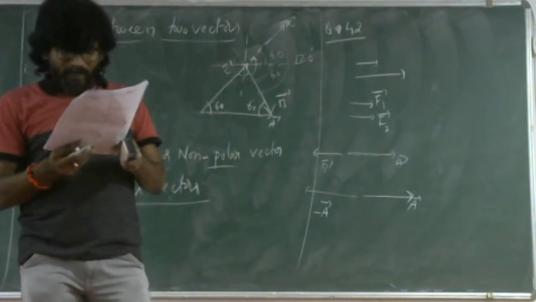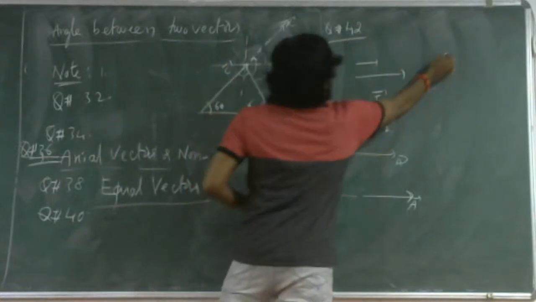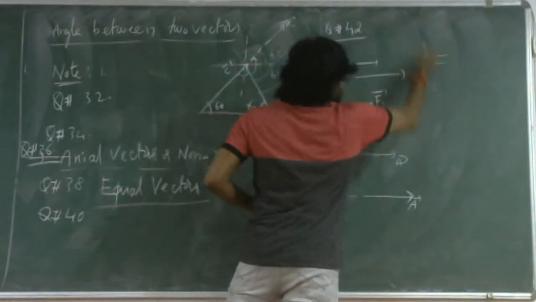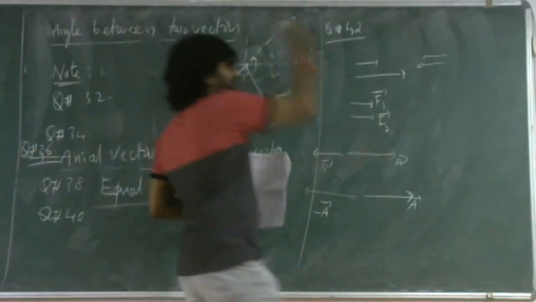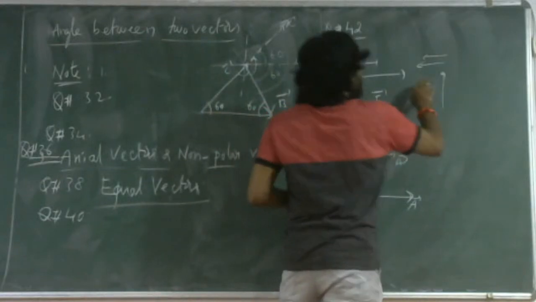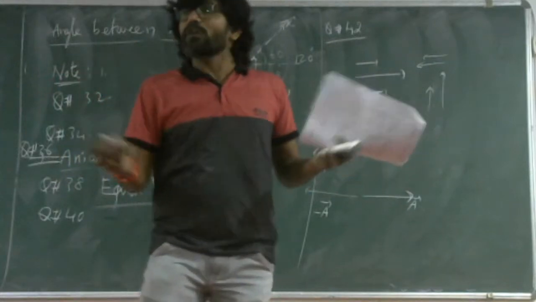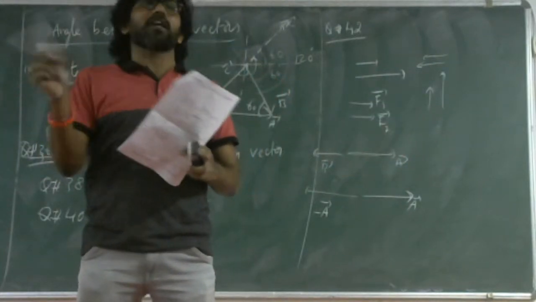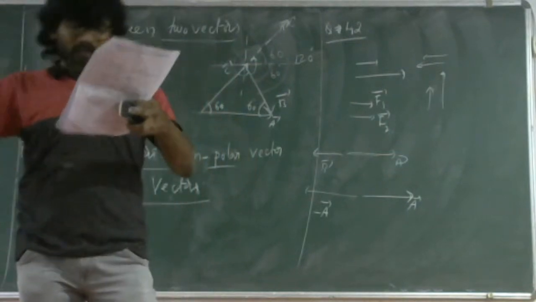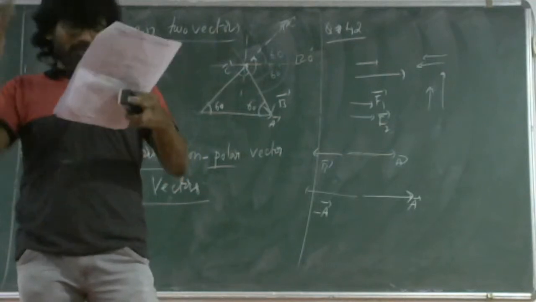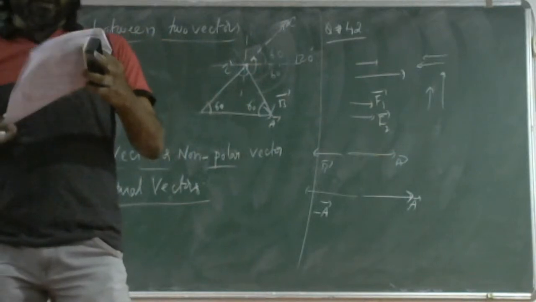Next, all parallel vectors are negative. Here, these are parallel, they will be positive. Here, these are parallel, they may be negative, but not always. Parallel vectors may be lying in positive x direction, positive y direction, negative x direction or negative y direction. Sometimes they may be negative, sometimes not. So all parallel vectors need not be negative, and all anti-parallel vectors need not be negative. All those options are wrong. So the second option is right. Is it clear? Next. Question number 44.